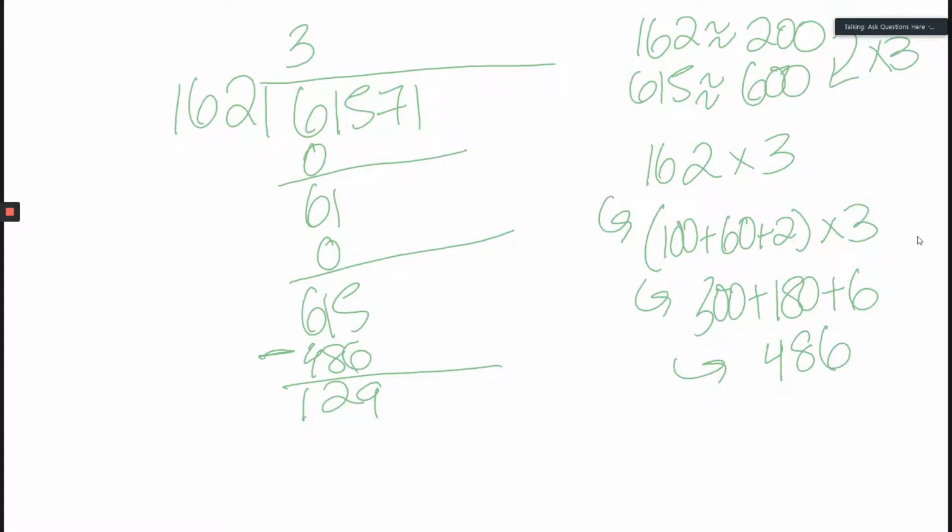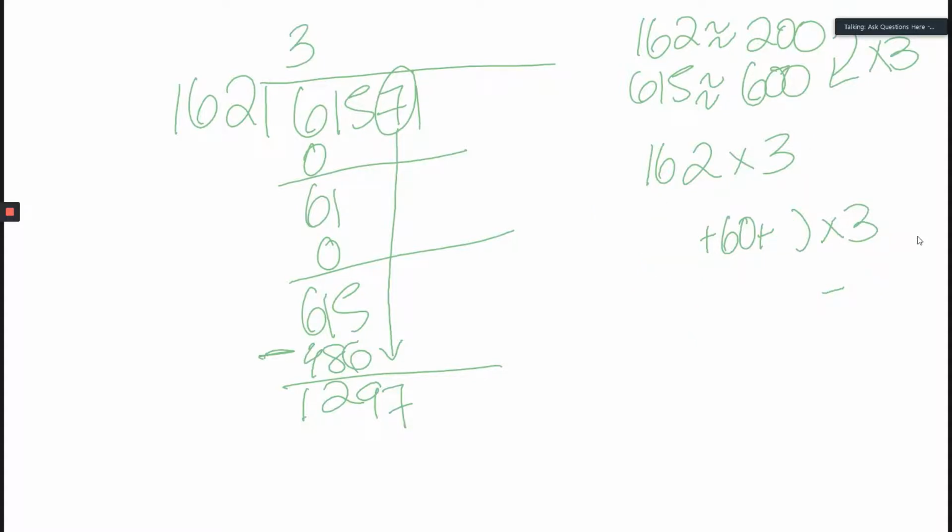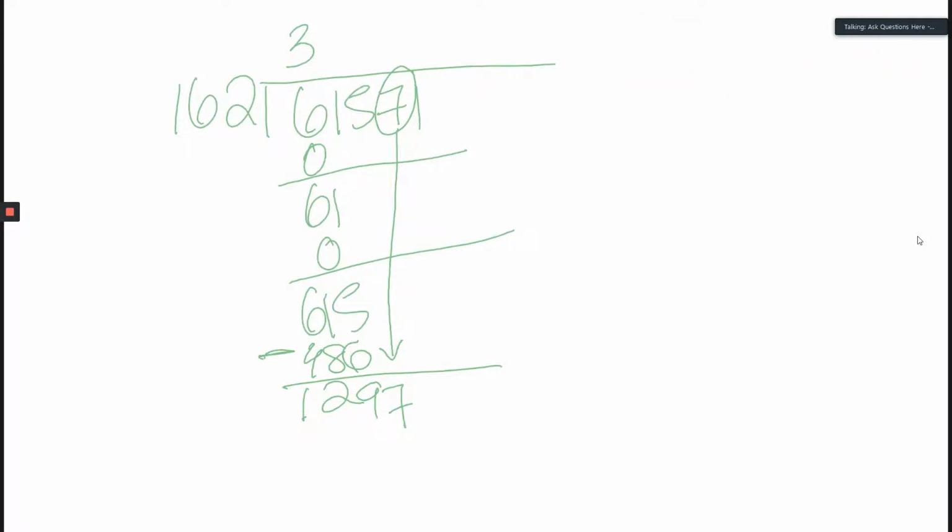And now we can bring down the 7 from all the way over here, because again, 129 is too small for 162 to go inside of it. So we bring down our 7. And again, we do the same process. Look at what 1297 could be rounded to, and then look at what 162 could be rounded to. 162, we're going to say close enough to 200 again. And this time, 1297, if we wanted to, we could say it's close enough to 1300.